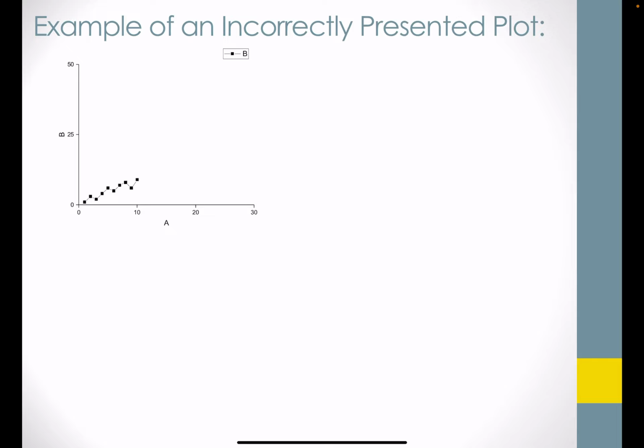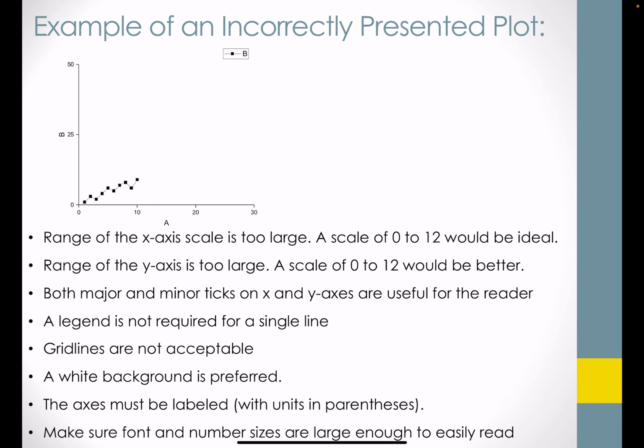Here we see one that has been presented and has a lot of errors to it. Some of the things that are wrong with this graph are: one, the range of the X and Y axes is way too large. We see a lot of white space not used in this graph. And the selection of the range here is inappropriate. So perhaps selecting something from 0 to 12 in each of the X and Y directions would be much better.